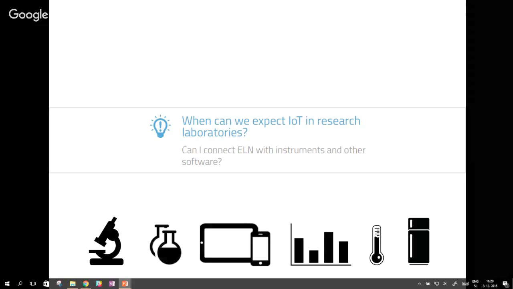It's to some extent here already, because we know that you can connect your minus 80 fridge to your phone. So whenever the temperature changes dramatically, you would get an SMS. So there are small elements that are getting connected. But if we really want to connect all the devices in the lab, then ELN is a great place to start.